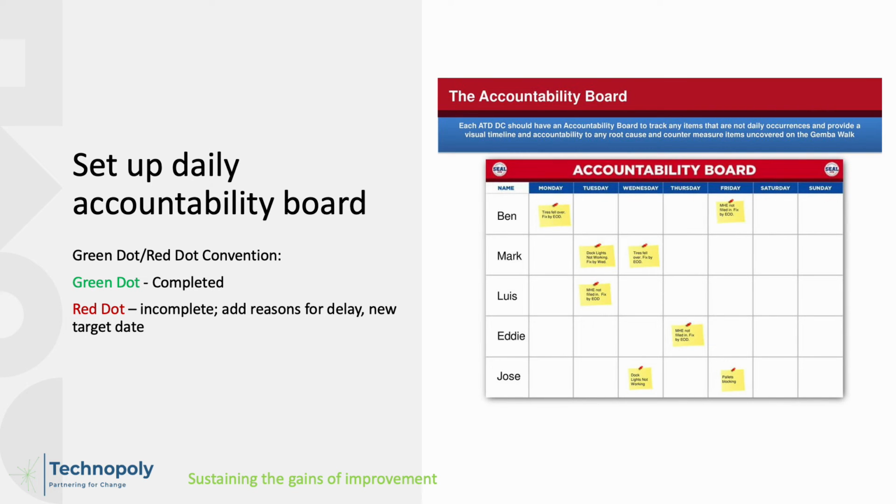One way to reinforce the accountability of everyone in our processes is to set up what we call a daily accountability board. The board talks about what the role of each person is in the team and what that person should be able to do and accomplish in each period.